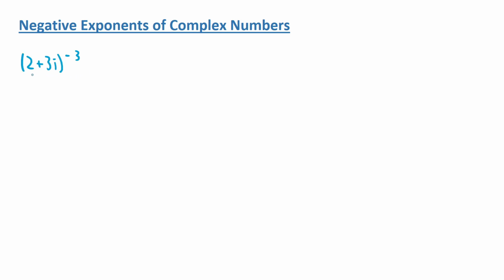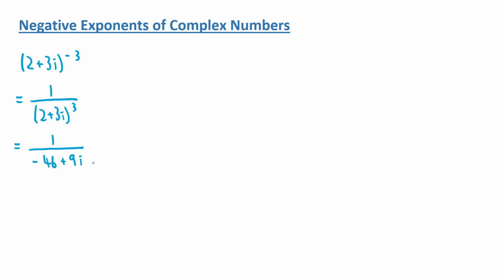So if we have something like 2 plus 3i all raised to the power of negative 3, we can use the exponent law and rewrite this as 1 over 2 plus 3i all raised to the power of 3. And we already know from the previous example that 2 plus 3i to the power of 3 is equal to negative 46 plus 9i. So this is just equal to 1 over negative 46 plus 9i.